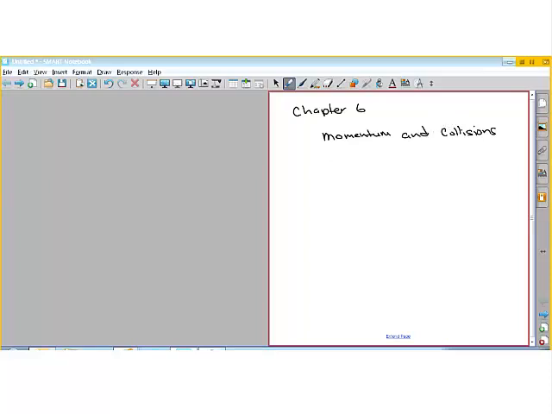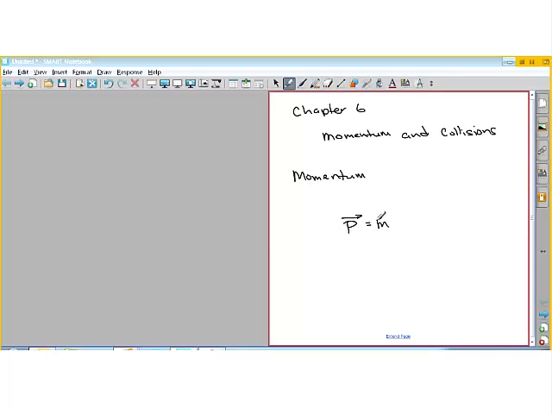Okay, so the first thing we're going to do is introduce a new property called momentum. Momentum. We use the small p. Remember, we use capital P for power. We use small p for momentum. And it turns out momentum is a vector quantity. So we're going back to vectors.